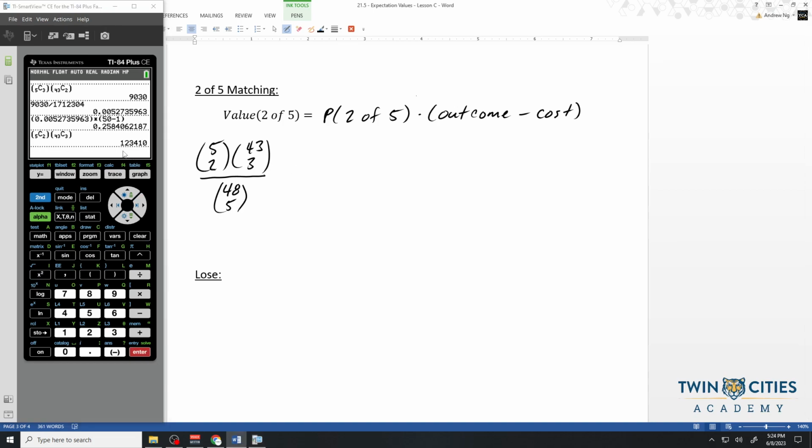Okay, so 123,410 divided by 1,712,304. So the probability here is 0.0721.